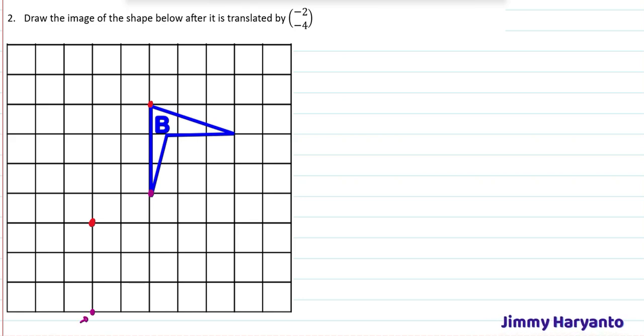And then after that, as I told you before, the shape will not be changed, so you can draw the shape directly like this because it's still the same. Okay, and then we will call the shape B prime. That means the image of shape B. Okay, let's go to the next example question.